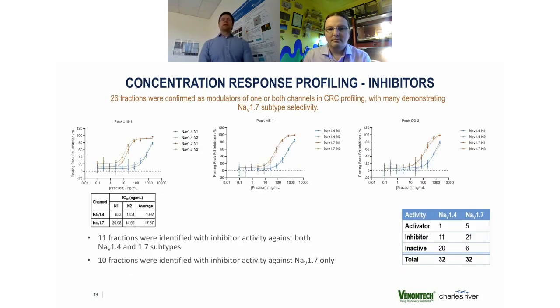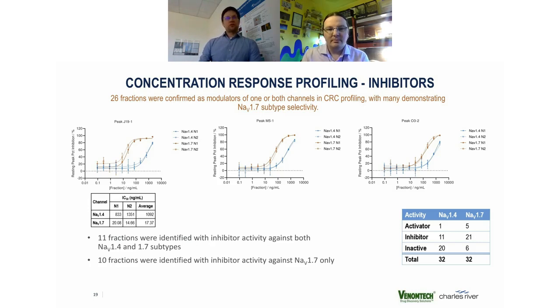Out of the 960 fractions, we identified 33 to take forward. 26 of those were confirmed in this concentration response phase as modulating these channels. So I've shown a few example inhibitors here, highlighting again J19 in the top left, which we already picked out in the single point screen. And you can see that we're getting approximately 20 nanogram per mil potency for Nav1.7, but closer to 1,000 nanogram per mil for Nav1.4. So already starting to get some selectivity just with the venom fraction.